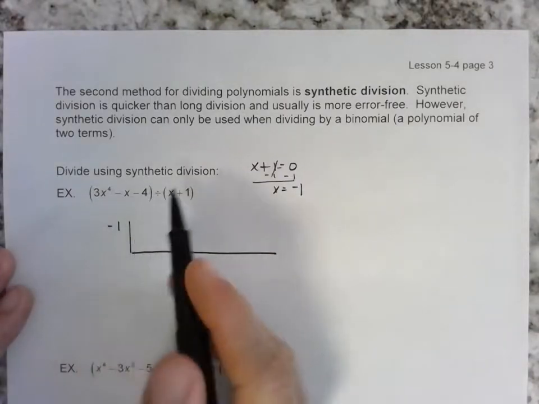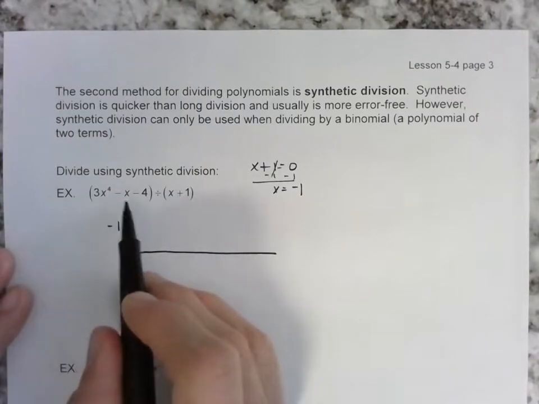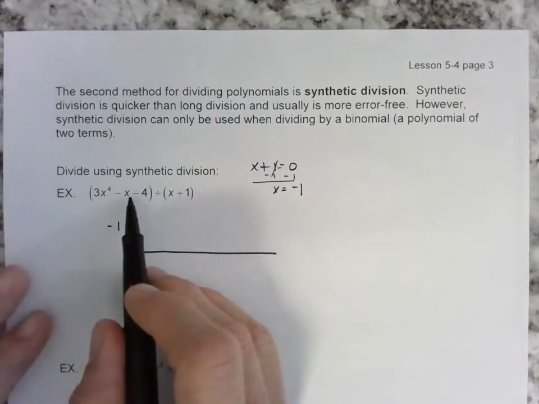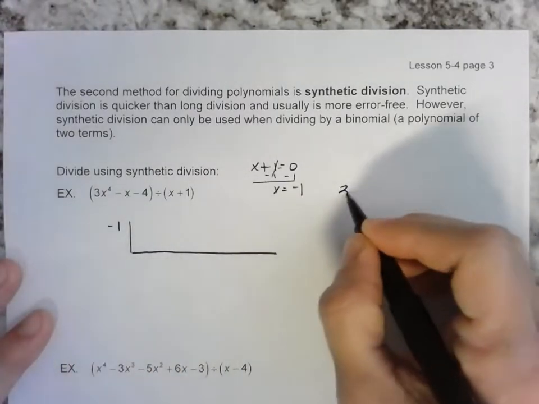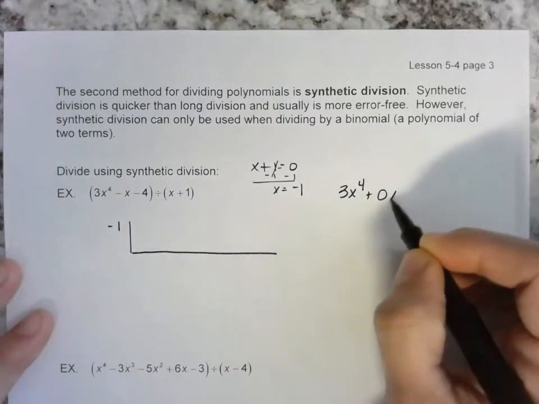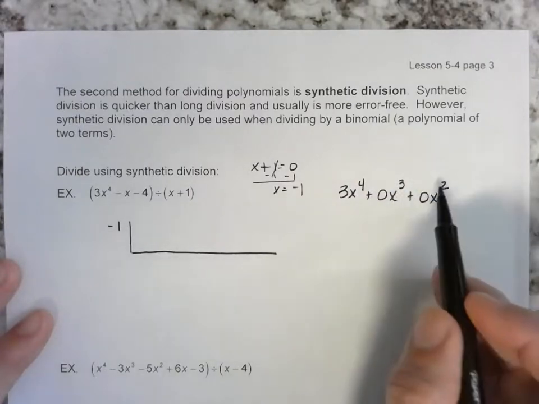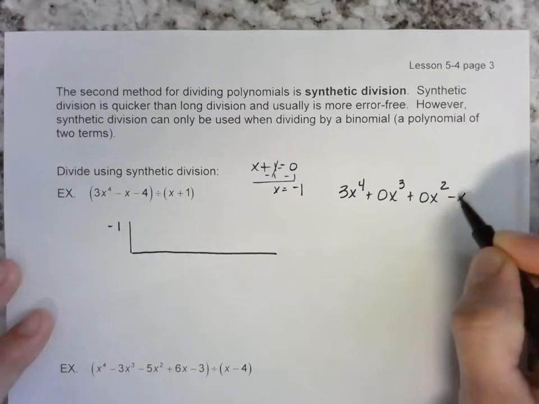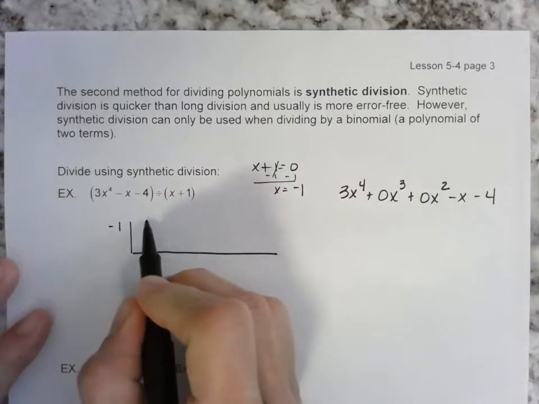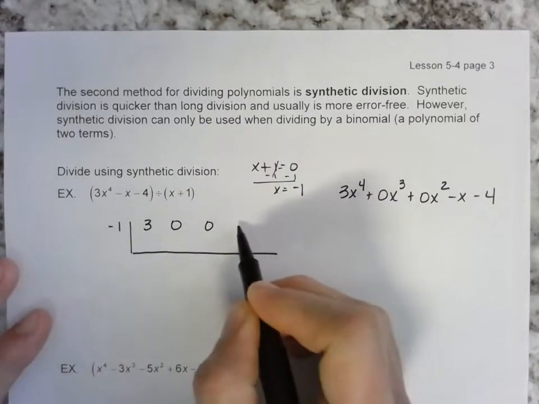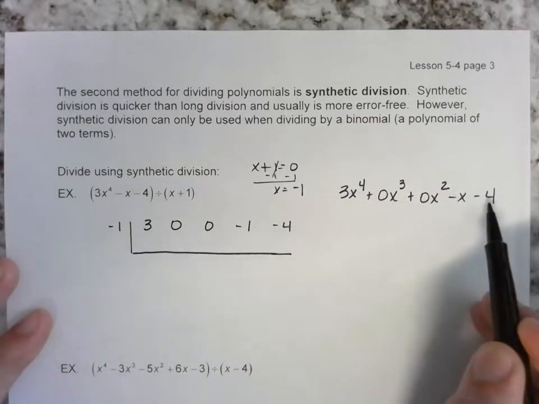Okay, on the inside, we set this up just like we did for long division, except we don't include our variables, only use the coefficients. So if you notice here, the highest degree is a 4. We are missing our cubed term and our squared term, so 4, 3, 2, and here will be 1 and 0, so minus x minus 4. This is the polynomial that we're dividing into. So we need a 3, a 0, a 0, a -1, and a -4. 3, 0, 0, -1, -4.